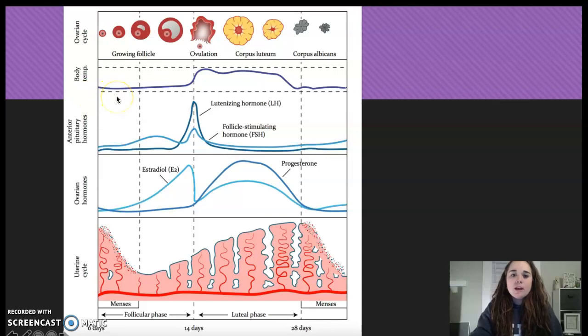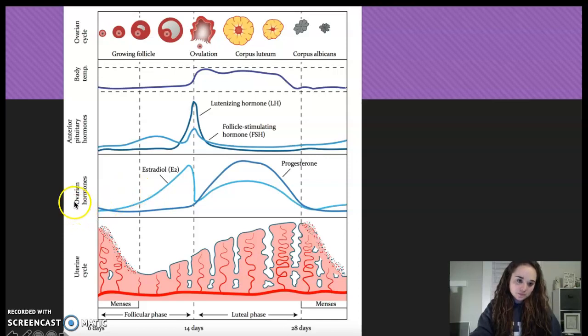The body temperature as we go through this spikes when you're in the luteal phase, which would be this section here, and stays steady until about day 28 where the cycle starts all over again. This is also a nice section here of the anterior pituitary hormones, which are the LH and the FSH. Starting at roughly day 14, which is the luteal phase, you can see a spike in the LH as well as the FSH.